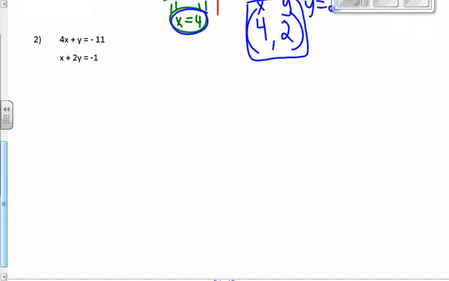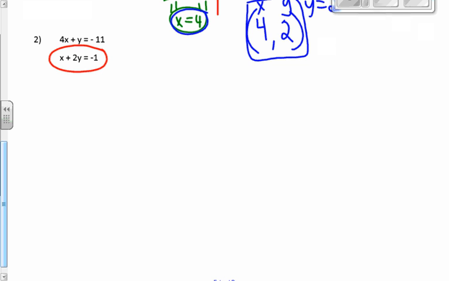So your goal, again, is to get one of the variables by itself. Now, if you're looking at the top equation, it would be pretty easy to get y alone because all we would have to do is subtract the 4x over. And that would be a really good method. I'm just going to show you a different method because on the one we did before, we got y alone. On this one, you could also get the x alone.